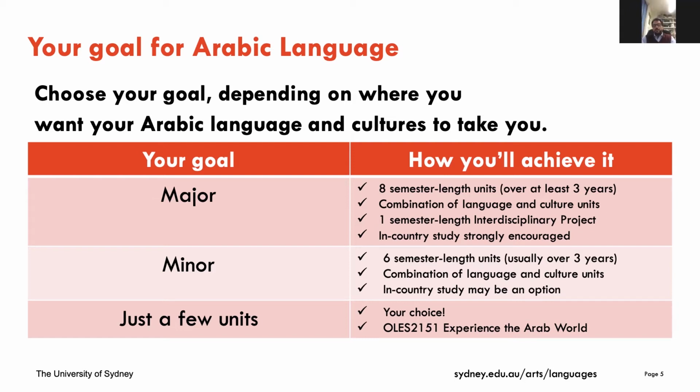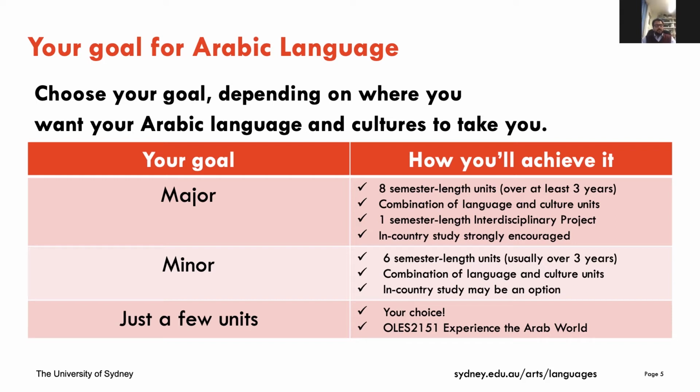Our department offers two kinds of units: language units and culture units. The major or minor in Arabic is a combination of both language units and culture units. We have three pathways: introductory, intermediate, and advanced. As far as the Arabic language units are concerned, we offer in the first year Introductory Arabic 1A and 1B.